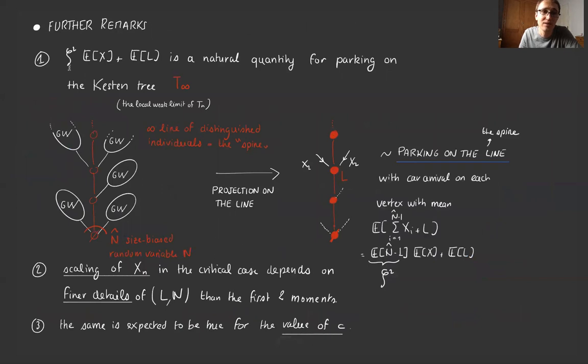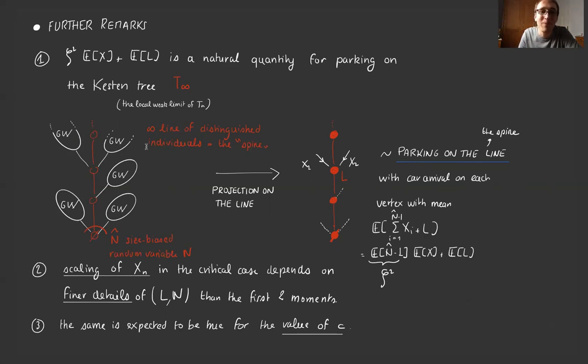Now, further remarks concern the strange-looking quantity zeta 2 expectation of x plus expectation of L minus 1 that we put in the table. Why consider such a quantity? Why is it natural? Well, it's natural when considering parking on the Kesten tree T infinity. This Kesten tree is the local weak limit of the trees Tn when n goes to infinity. This is an infinite tree with one end, and it consists of an infinite line of distinguished individuals called the spine, here in red, that reproduce independently according to the size-biased distribution n hat of n, whereas the other individuals that are not distinguished reproduce according to the normal distribution, giving Galton-Watson trees.